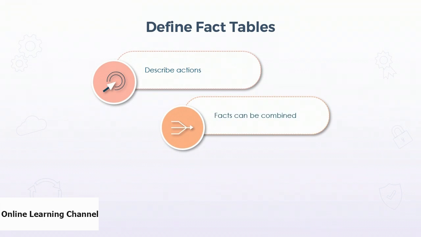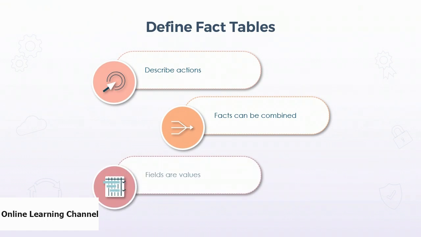A fact table combines facts that logically fit under the action or purpose. For instance, the sales table may hold facts such as monthly sales figures. The facts are values, and they're represented by the fields in the fact table. They can be aggregated for analysis and reporting.